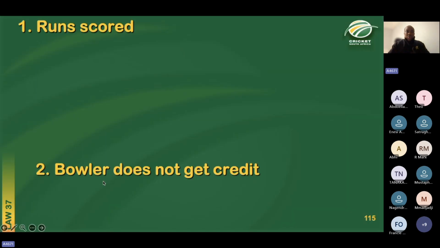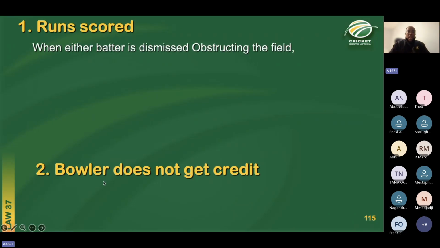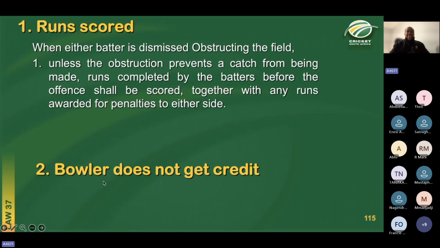Are there any runs scored when a batter is out obstructing the field? The law tells us that when either batter is dismissed obstructing the field, unless the obstruction prevents a catch from being made, then yes, runs completed by the batters before the offence shall be scored, together with any runs awarded for penalties to either side.